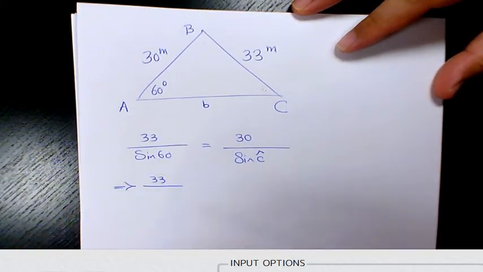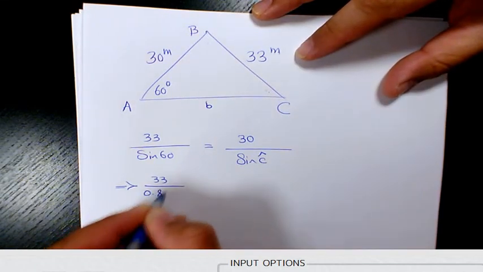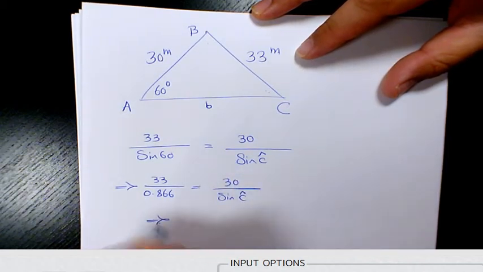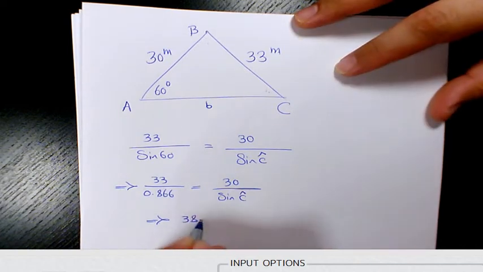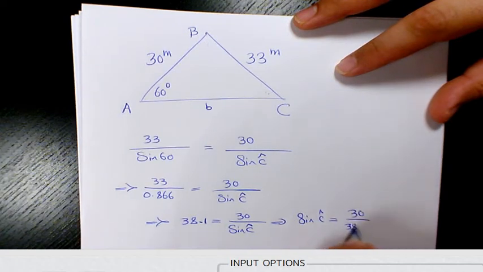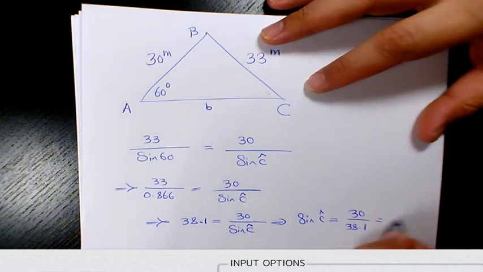Therefore, 33 over sine 60 is 0.866, so we can say 38.1 equals to 30 divided by sine C. Therefore, sine C equals to 30 divided by 38.1. That's going to be 0.787. How do we find C?